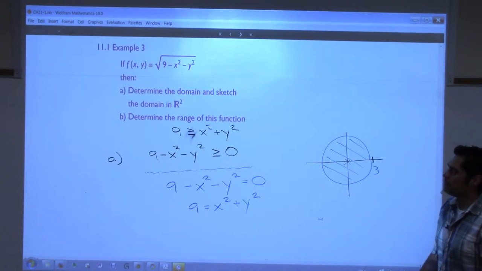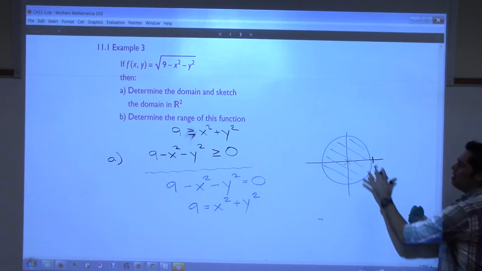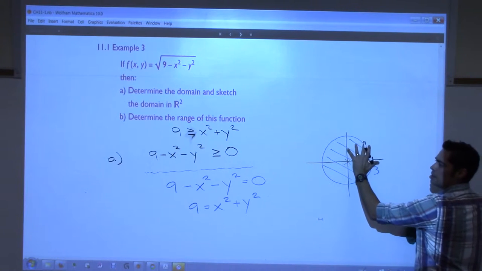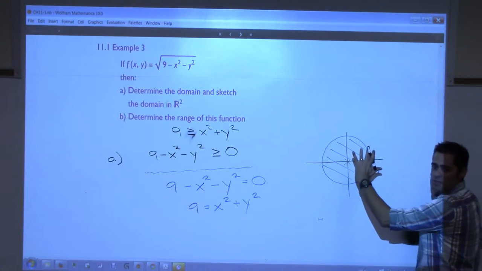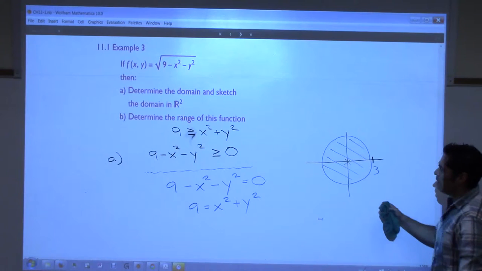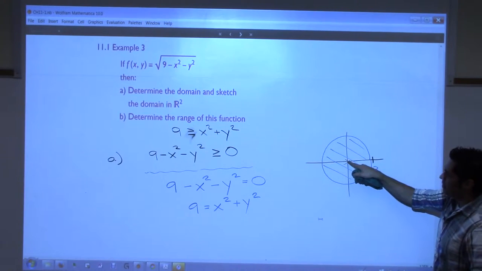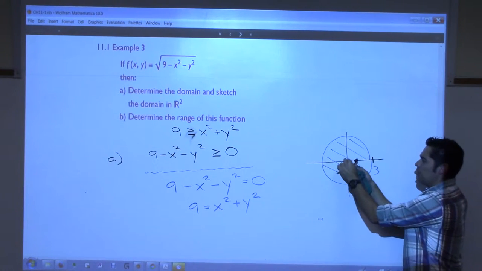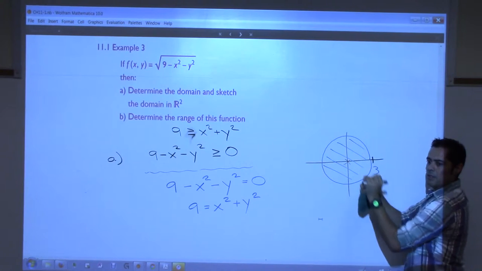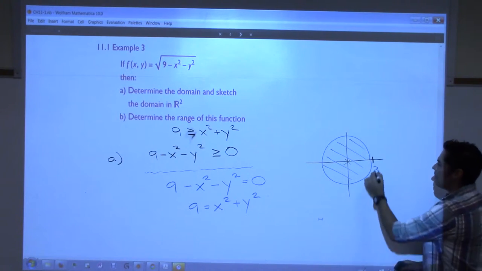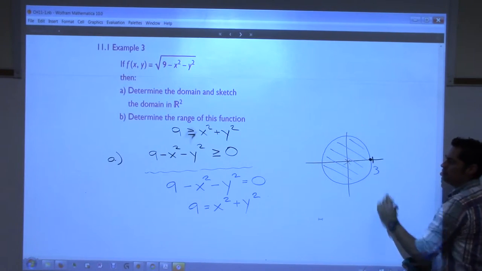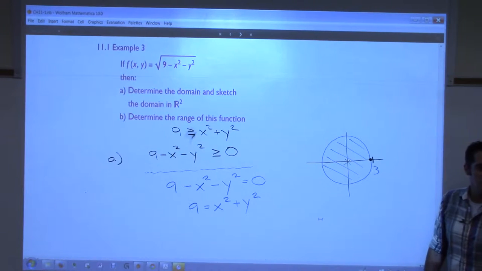So think about this. The biggest point you could get out, you just said, was 3. And it happened where? At the origin. So imagine coming out 3 units. 1, 2, 3. I've got a point. Now, what about right here? If I plug in this point, that's the point 3, 0. What would come out?